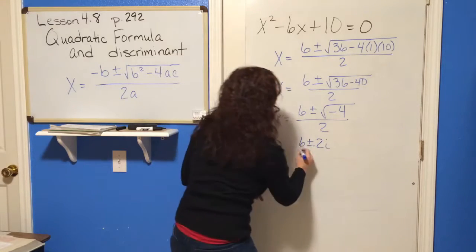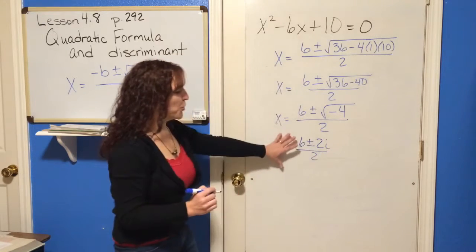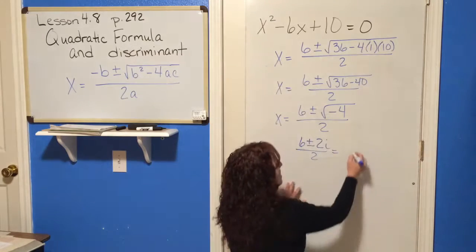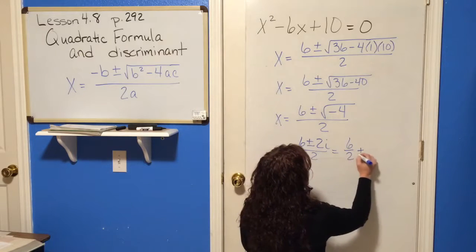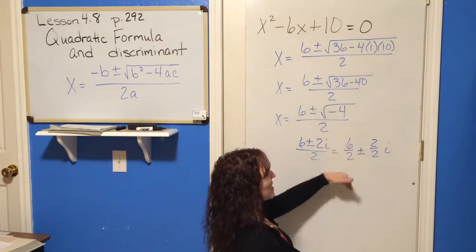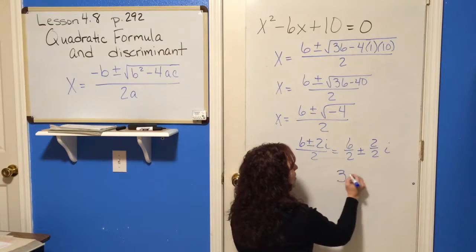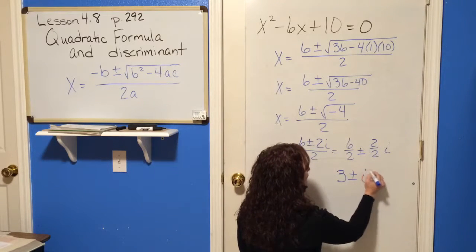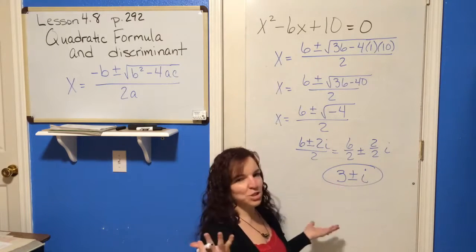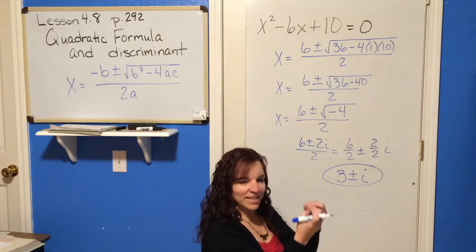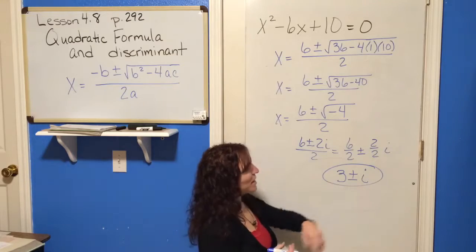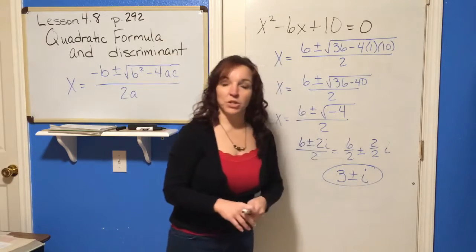2i over 2. And so to put this now in standard form, you're just going to split that up and say 6 over 2 plus or minus 2i over 2. And when that reduces, you have 3 plus or minus i. And you're finished. So plus or minus i has to just stay there because it's an imaginary number. It's not something you can tangibly work out. So 3 plus or minus i is your final answer, and that's what it looks like.